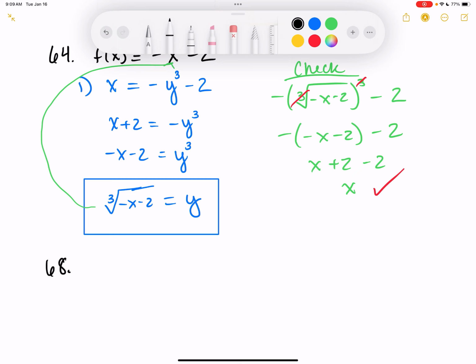68. This one might not actually be harder, but f of x is equal to 4 over x, and they put the stipulation on it that x cannot be equal to 0, because if x is equal to 0, that function would be undefined.